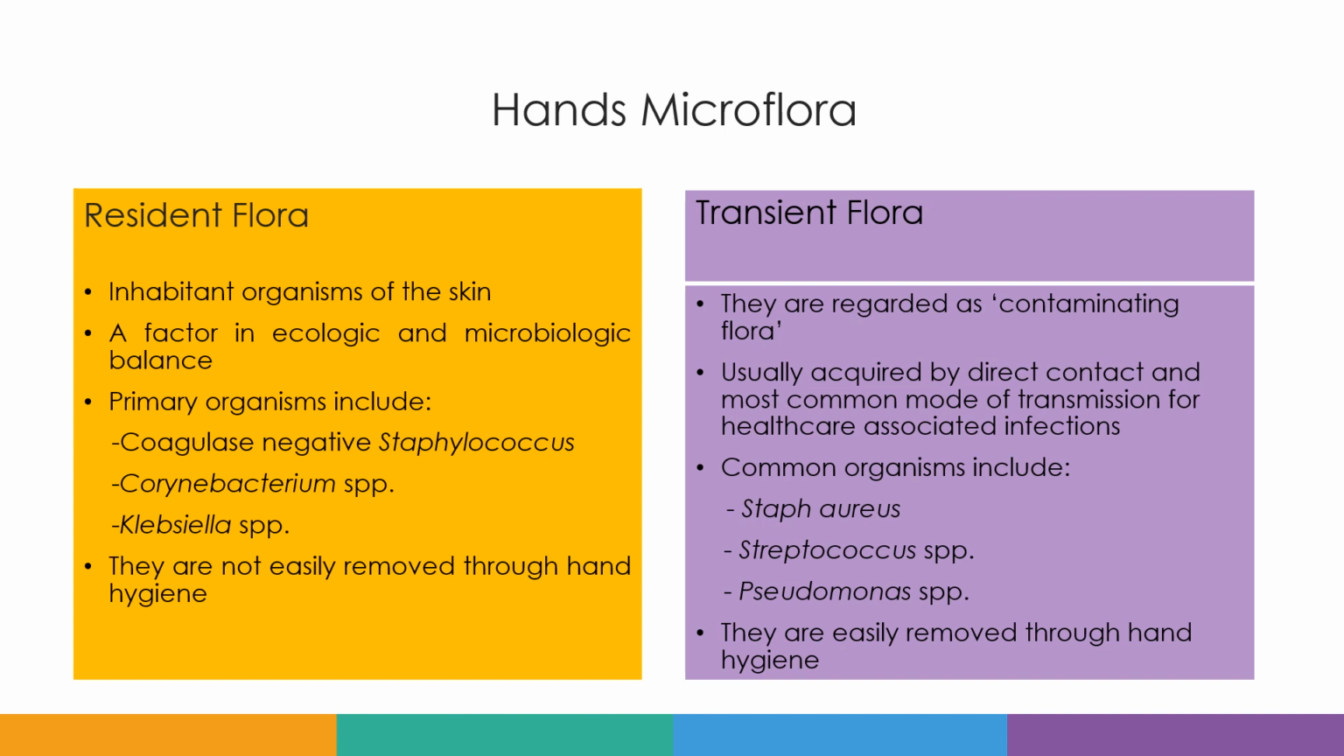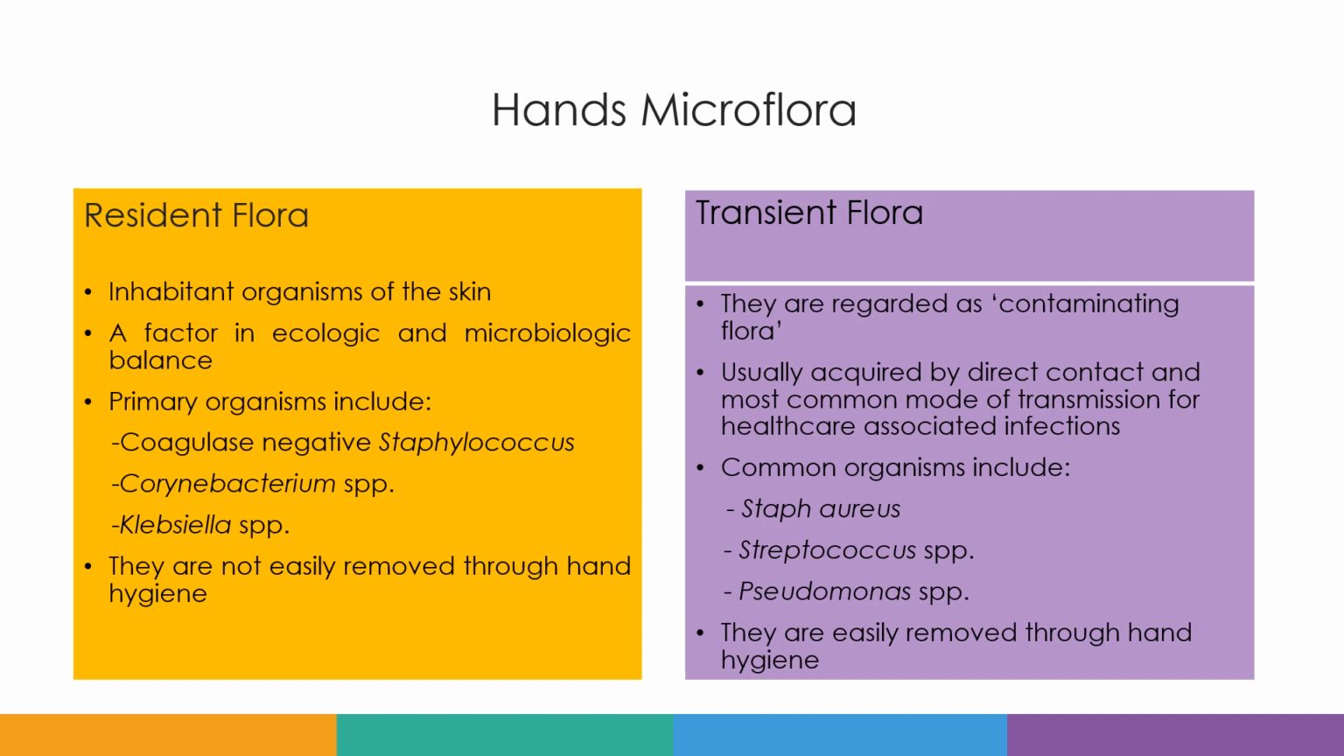There are two types of hand microflora. These are called resident flora and transient flora. Let's look at the resident flora. Resident flora are inhabiting organisms of the skin. They form a factor in ecologic and microbiologic balance. The primary organisms include Coagulase-negative Staphylococcus, Corynebacterium species, and Klebsiella species. They are not easily removed through hand hygiene.